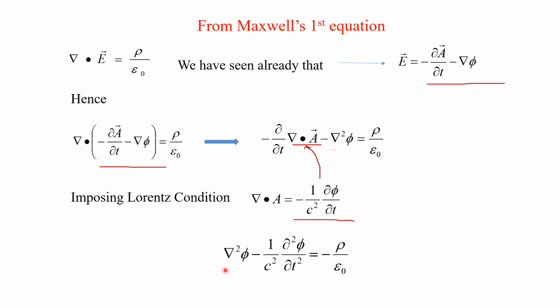This is exactly the wave equation we got for the previous three cases, that is, based on electric field, magnetic field and vector potential. This is the wave equation using the scalar potential. Of course, if rho is equal to 0, this will become exactly the free form wave equation.